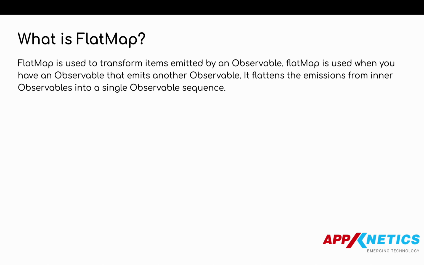FlatMap is used when you have an observable that emits another observable. It flattens the emissions from the inner observables into a single new observable sequence. FlatMap transforms each element emitted by the source observable into a new observable, and combines the emissions into a single observable stream. Let's try to understand using a marble diagram.